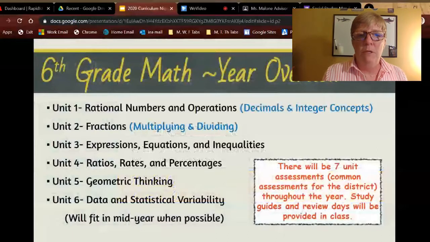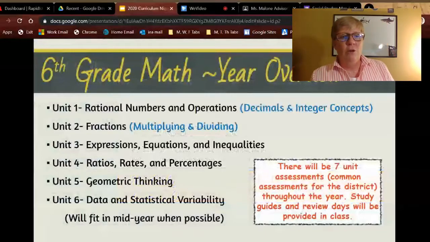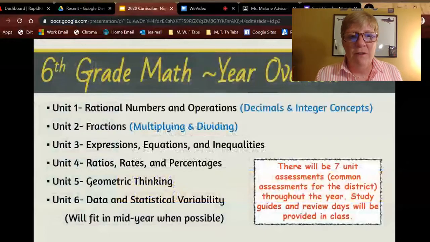Unit 2 will look at multiplying and dividing fractions. Unit 3 will start their experience with pre-algebra with some introduction to expressions, equations, and inequalities. Unit 4 will then go into ratios, rates, and percentages, and then we will round out the year with geometric thinking. Unit 6 on data and statistical variability, we will fit in where it fits best. It's a smaller unit, and we fit it in the year where it fits with our schedule well.